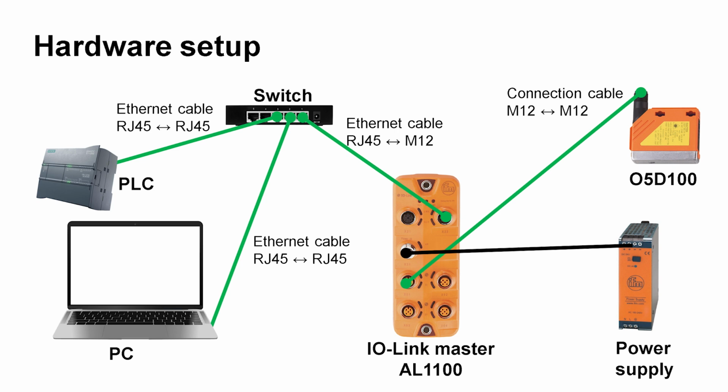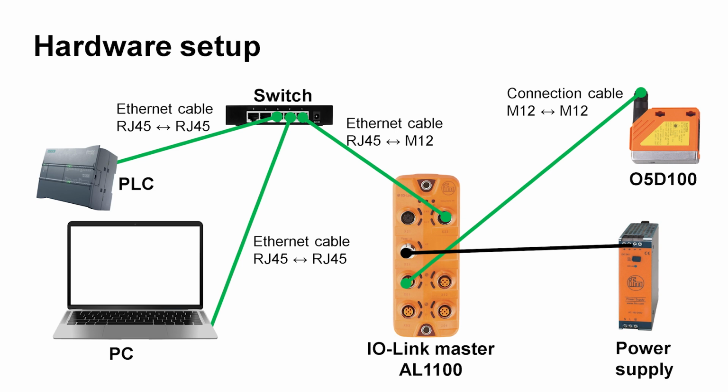Now let's take a look at the hardware setup of our components. The Siemens S7-1200 PLC and the switch are powered by 230-volt AC main voltage. For the AL1100 I/O link master, we use a 24-volt plug-in power supply. The O5D is connected to port 1 of the master via an M12 cable.